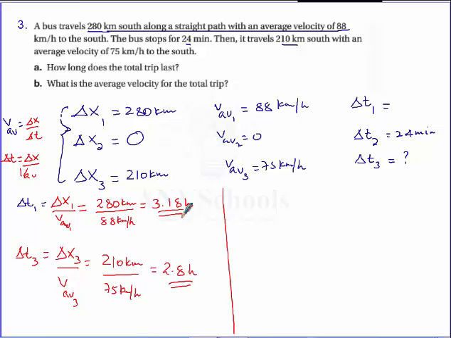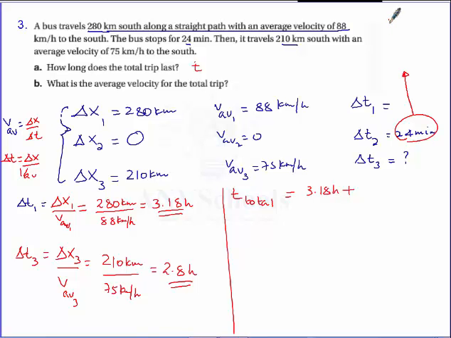Now let's come to our question. We want to find the total time for the whole trip, from the very beginning until the end. So total time T total is equal to 3.18 hours plus, and here this is very important, because these two units are in hours, we have to convert this to hours.